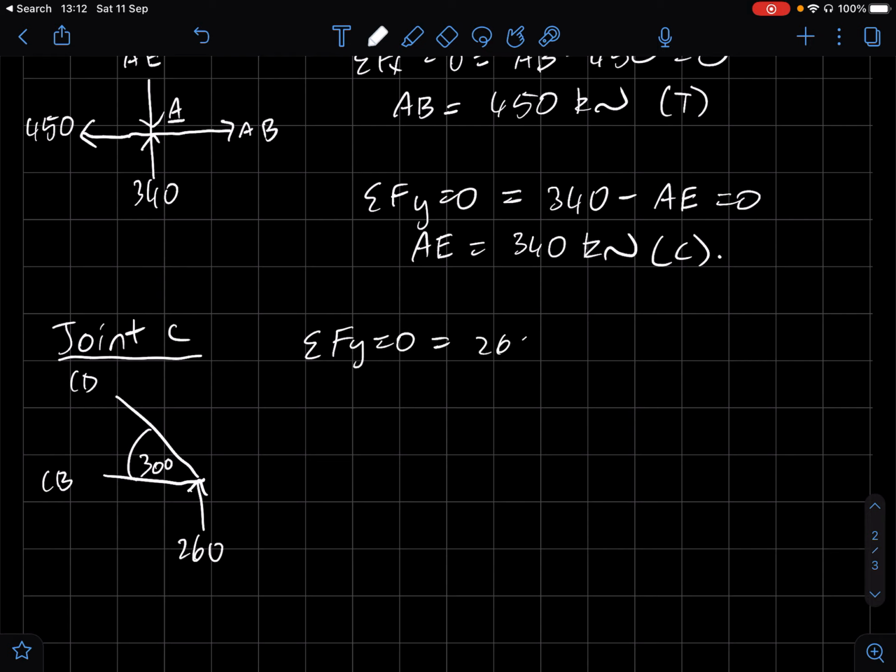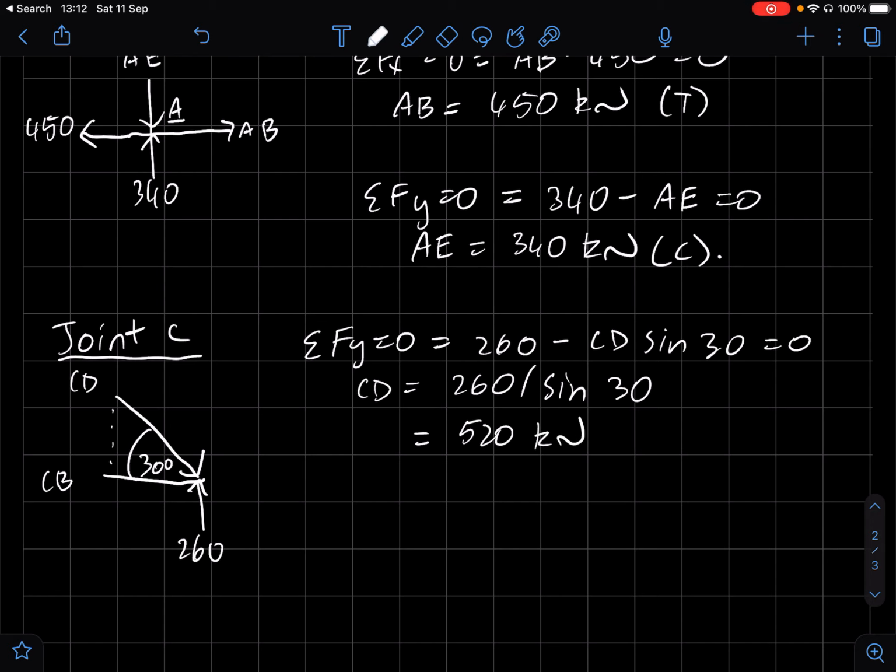So positive 260. And if that's going up, we can assume that CD is going like that, in the negative direction. So CD will be the hypotenuse of our triangle, and we want that Y component. So it's going to be sine 30. Okay, so CD will equal 260 divided by sine 30, which comes to 520 kilonewtons. And that's, again, acting towards the member at C. So that's compression.